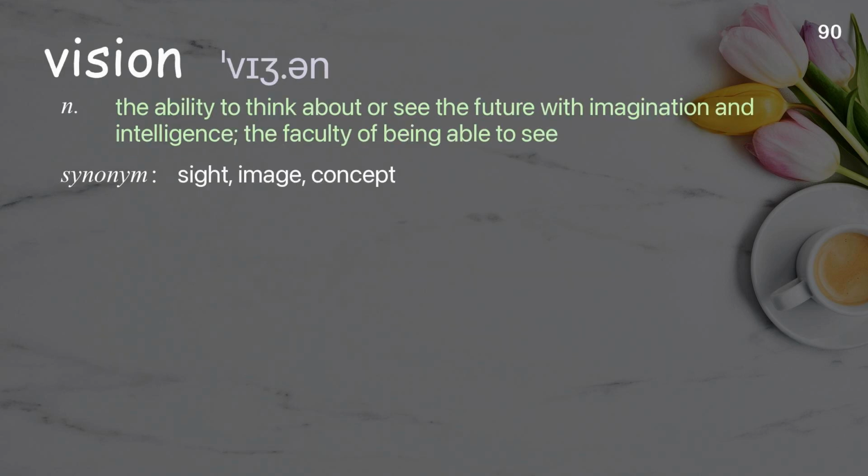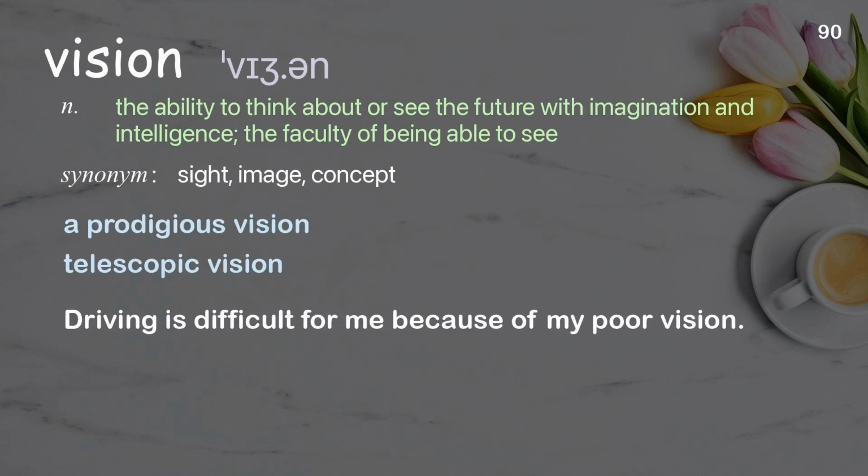Vision: the ability to think about or see the future with imagination and intelligence, the faculty of being able to see. Examples: a prodigious vision. Telescopic vision. Driving is difficult for me because of my poor vision.